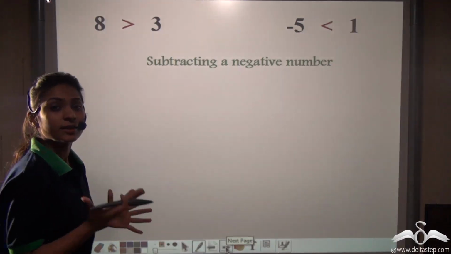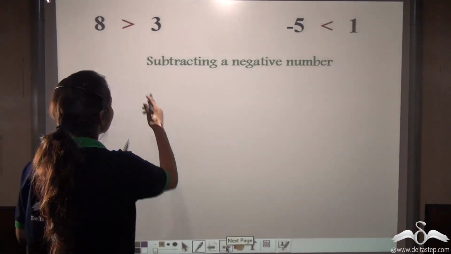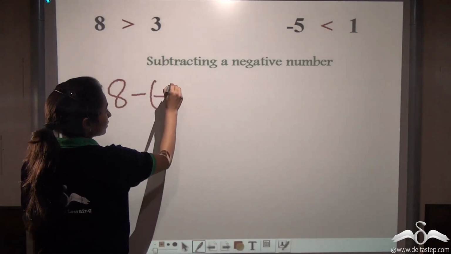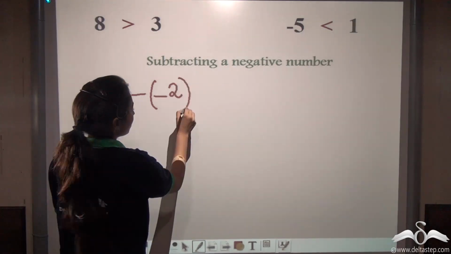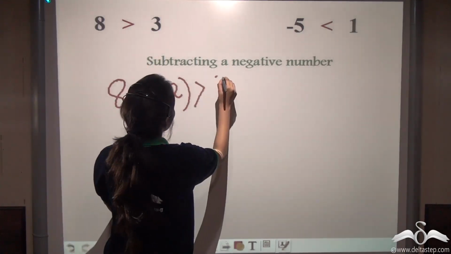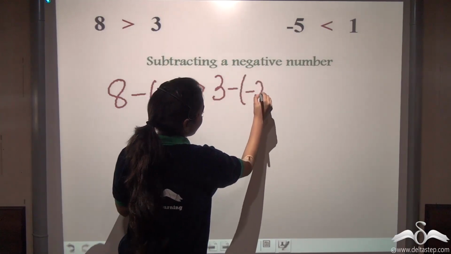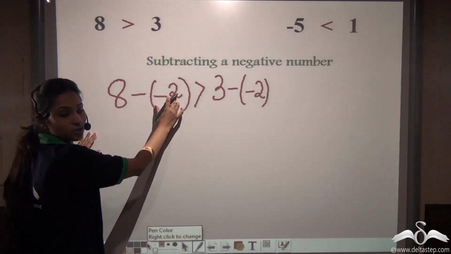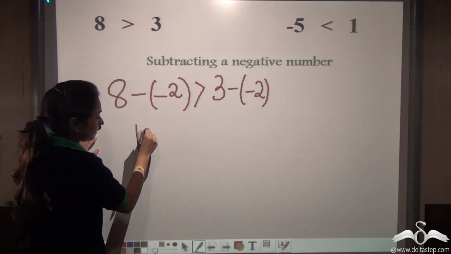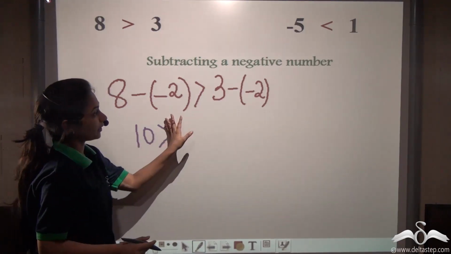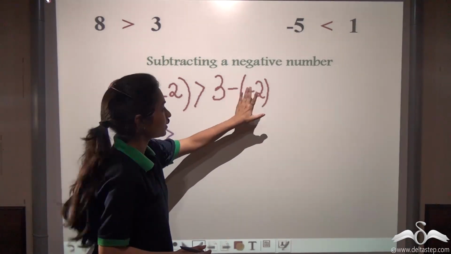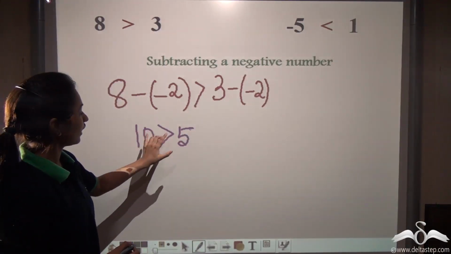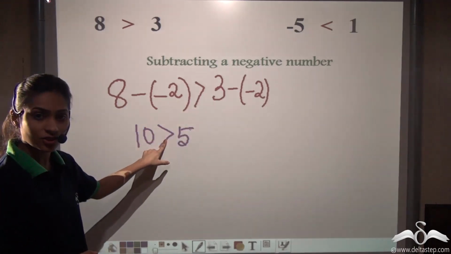What about subtracting a negative number? Let's check that also. Here 8 is greater than 3. Subtract a negative number, say minus 2. Now this should be greater than 3 minus a negative number, that is minus 2. What do you get? 8 minus minus 2, that means 8 plus 2, which is 10. Should be greater than 3 minus minus 2, that means 5. So 10 is greater than 5. So subtracting a negative number did not change the inequation.